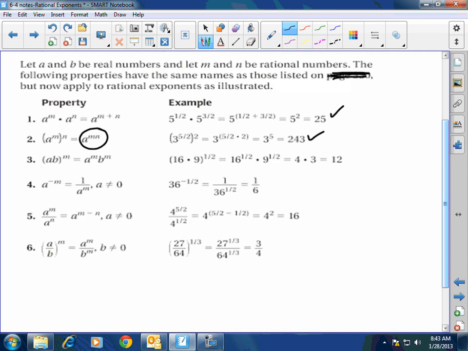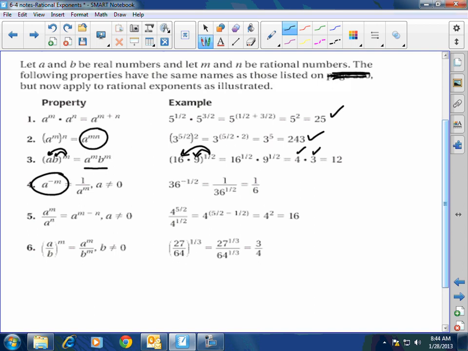Same thing here. When I multiply a product that's inside of a parenthesis, and I raise that product to an mth degree, I have to distribute that m to the exponents of everything inside the parentheses. So I'm going to be left with a to the m times b to the m. So if I have 16 times 9 to the 1/2, I distribute that to both, my friends. That's going to be 16 to the half, which is the square root of 16, which is 4. And that's going to be 9 to the half, which is the square root of 9, which is 3. 4 times 3 is 12.